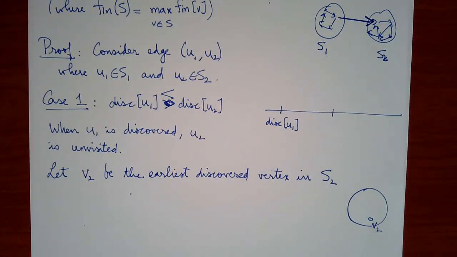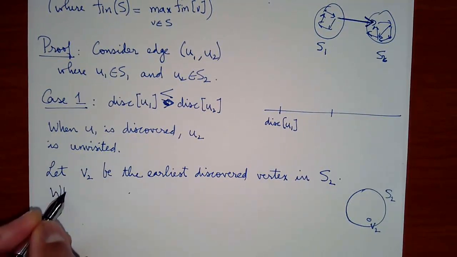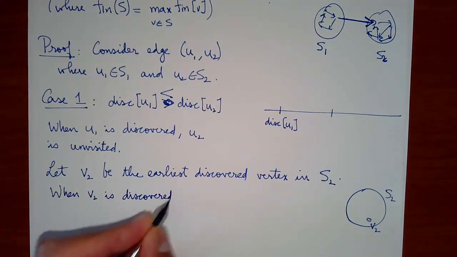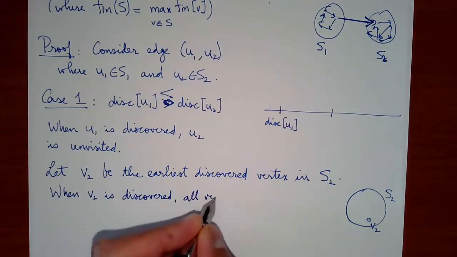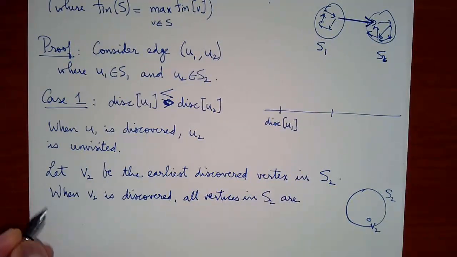It's discovered before any other vertex, or I guess that's a truism, but hence, when you discover V2, you'll also discover the rest of S2. Exactly. V2's finish time is later than the finish time of every vertex in S2. Right. V2's finish time is going to be more than the discovery time of every vertex in S2 because we know that when V2 is discovered, all vertices in S2 are unvisited.